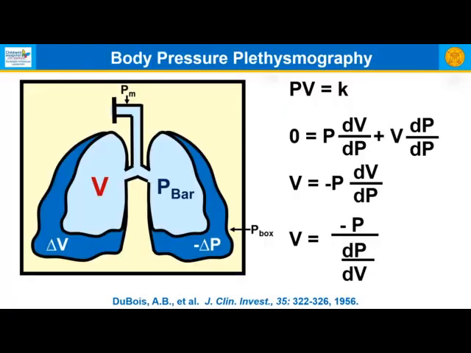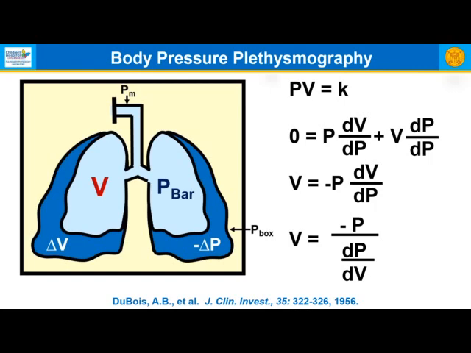Okay, so here's what we're going to do. We're going to close this shutter, and now we're going to say that inside the lungs, pressure times volume equals a constant. And if we differentiate this with respect to pressure, the derivative of a constant is zero, because a constant does not change. The derivative of a product is the first times the derivative of the second, plus the second times the derivative of the first. So these obviously cancel.